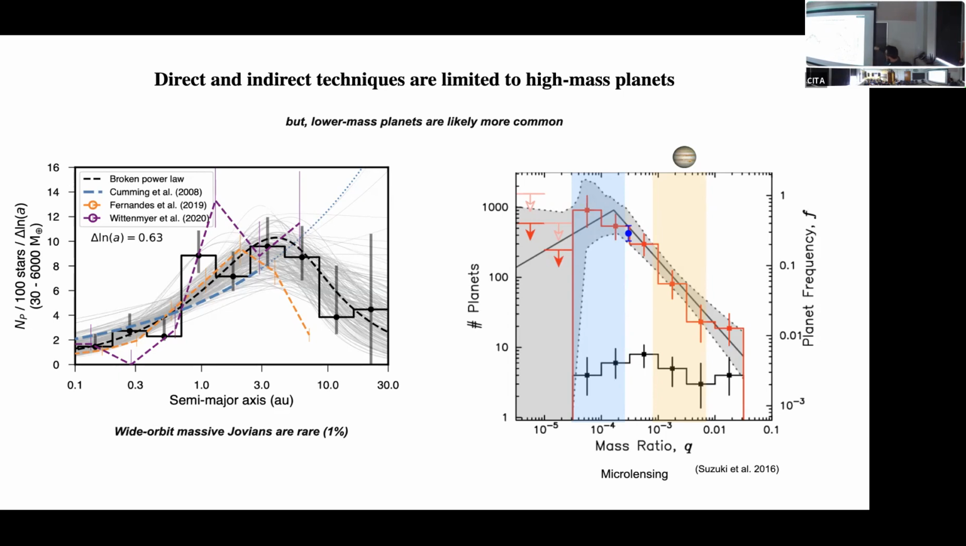And the frequency, if you look at the microlensing campaigns, tends to actually rise toward lower mass planets. This would be the giants. There is possibly a peak for the Neptunes. What we care about is that there are way more Neptunes than there are giants, or Neptune-size planets.